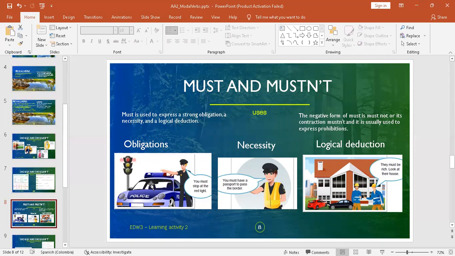So here we have an obligation. You must stop at the red light. Lo mismo, ¿cierto? Vea que no va el to, sino que después del modal va directamente el verbo. You must stop at the red light. En este caso es una obligación. You must have a passport to pass the border. Esto es una necesidad, ¿cierto?